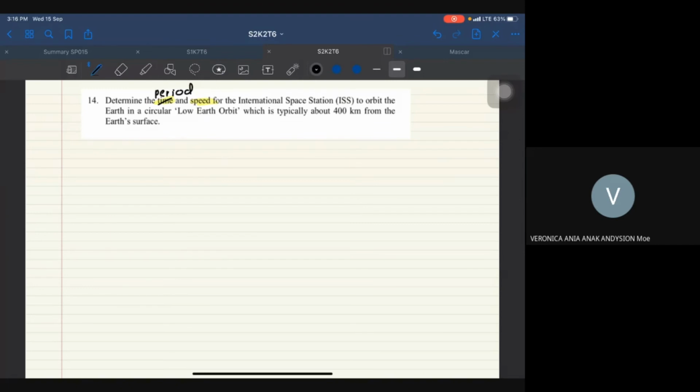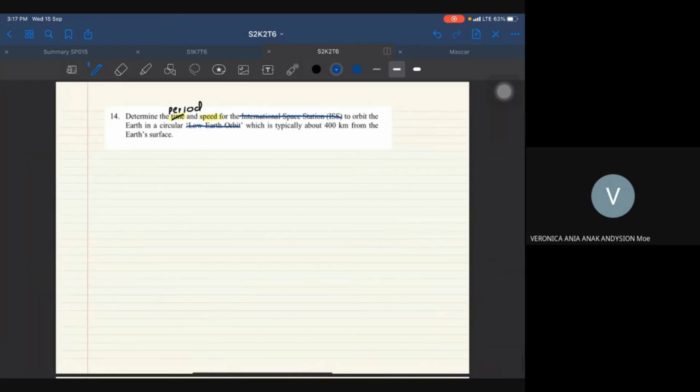For the International Space Station to orbit the Earth in circular low Earth orbit, which is typically about 400 km from the Earth's surface. The ISS is just put there to confuse you. This sentence is not important. It doesn't matter whether it's the ISS or what type of satellite, and circular low Earth orbit doesn't really matter either. It's just put there to confuse you. So basically nothing important. I cross it out to make it clearer. It says 400 km from the Earth's surface. That's the important thing.